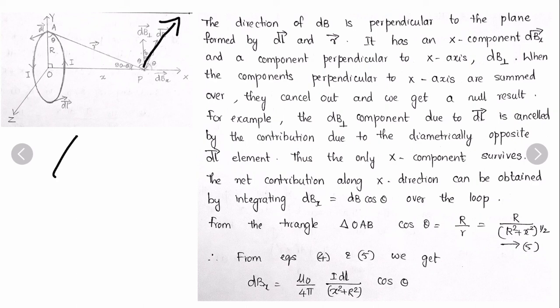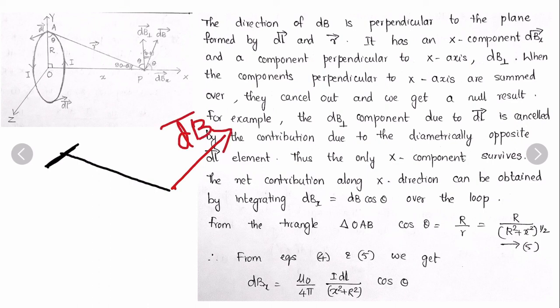DL bar is like this. R bar is like this. They both are in one plane. Once again I will tell you, DL bar is in this plane, say for example. Then R bar is like this. They both form one plane. Then the direction of the magnetic field will be perpendicular to the plane containing both of them. This is the direction of the dB bar, which I am showing here with the red color arrow.